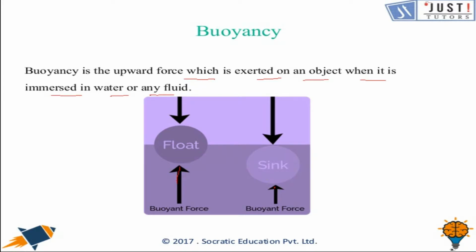An object immersed in any fluid experiences the gravitational pull, but fluid exerts the upward force as a reaction. This upward force, or say buoyant force, is larger than the weight of the object, and hence the object rises up when released. In order to keep the object beneath the fluid, external force needs to be applied in the downward direction.